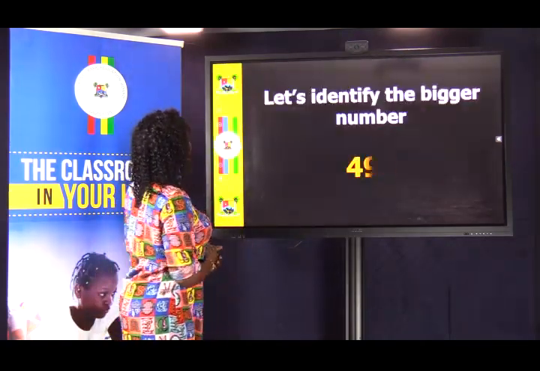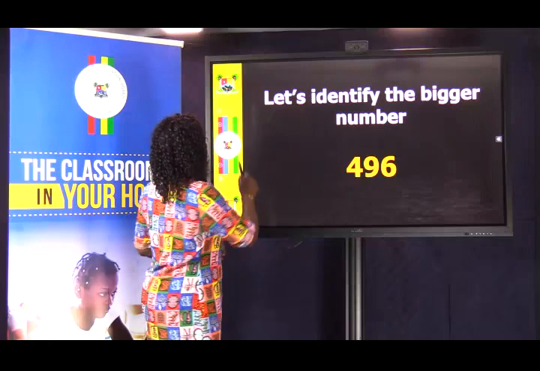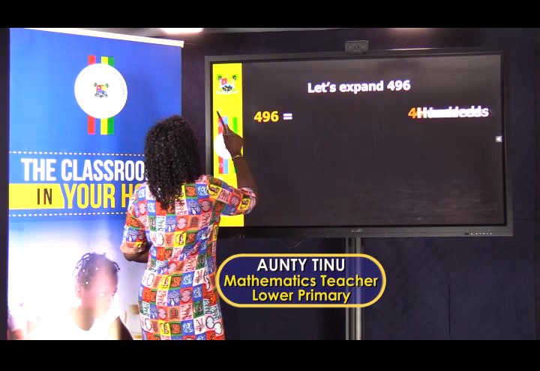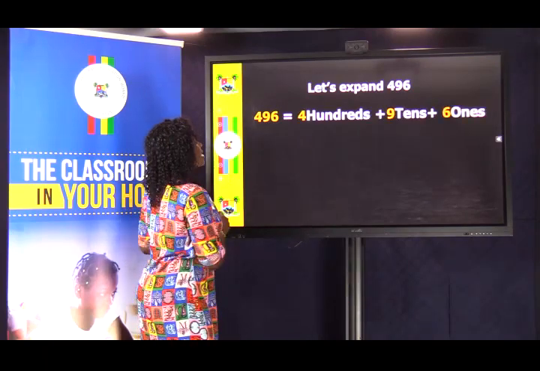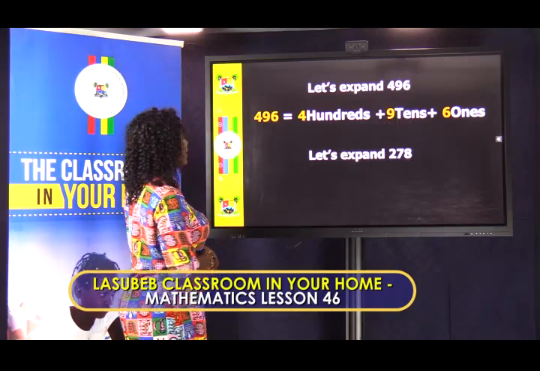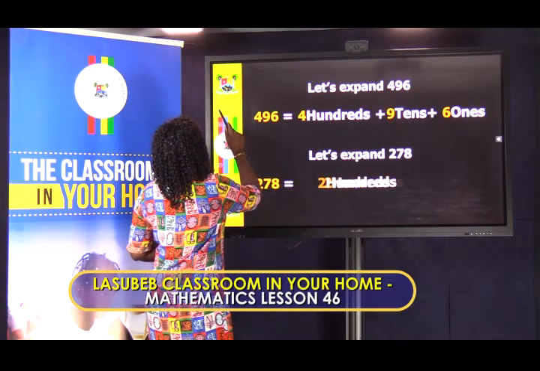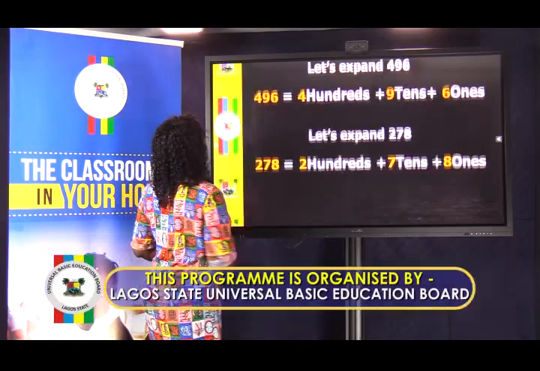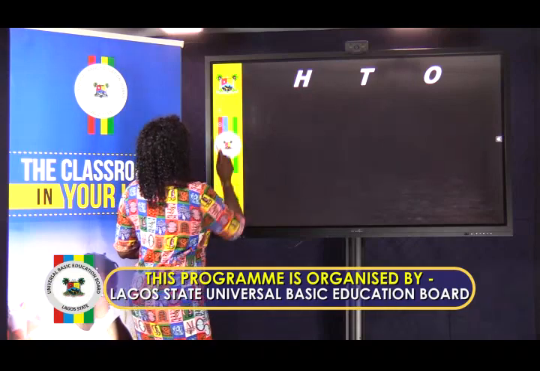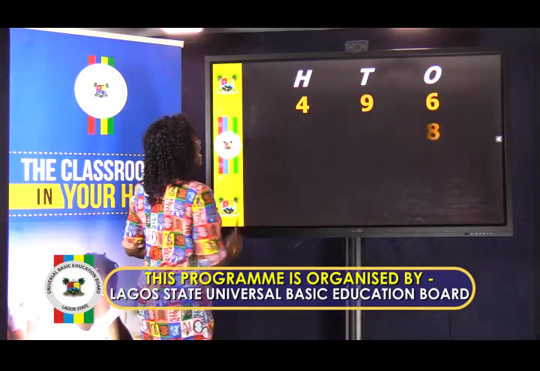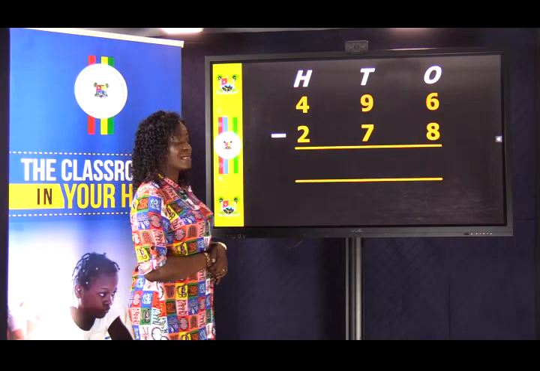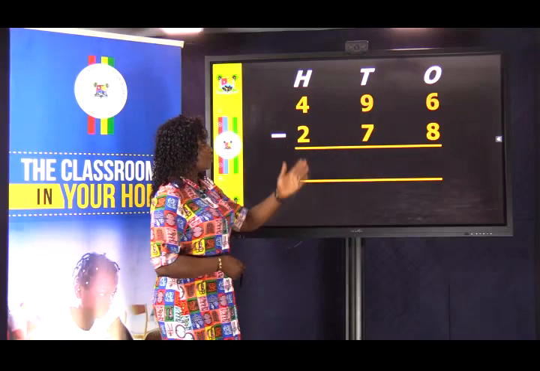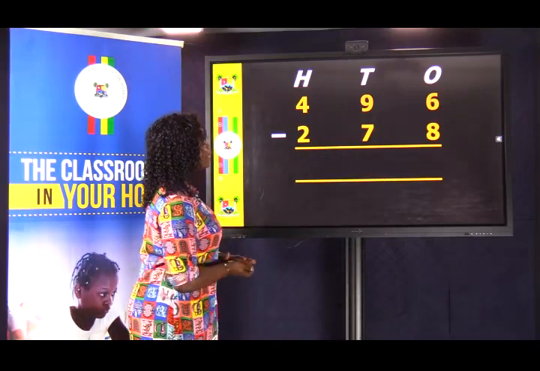So let's identify the bigger number, which is 496. Let's expand 496. We have 400, 9 tens, and 6 ones. Let's expand 278. We have 200, 7 tens, and 8 ones. Now let's subtract. So we have 496 minus 278. You must write the sign you are working with. Very important. You start your subtraction problems from the ones column.